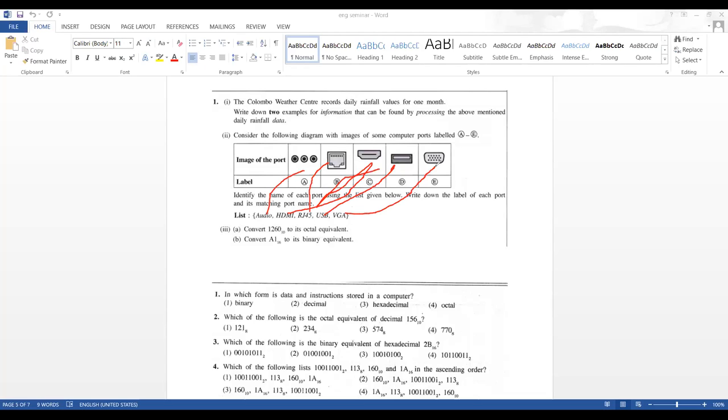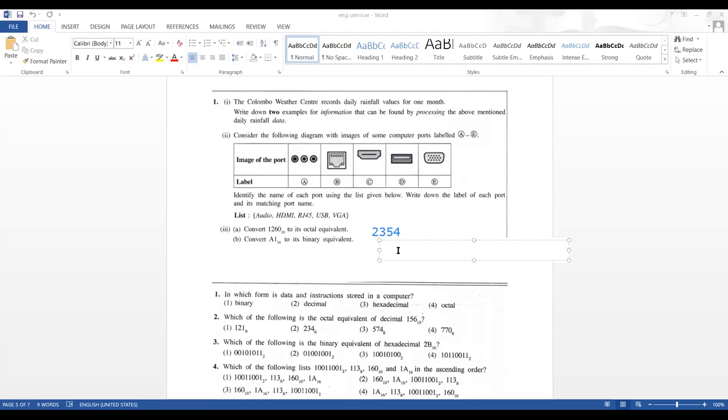Then convert 1260 to octal. A1 in 16, to binary. Okay, do it quickly. It's octal. You have to divide by 8. Divide by 8. 1260, you will be getting, I'll put the answers, 2354 in octal.